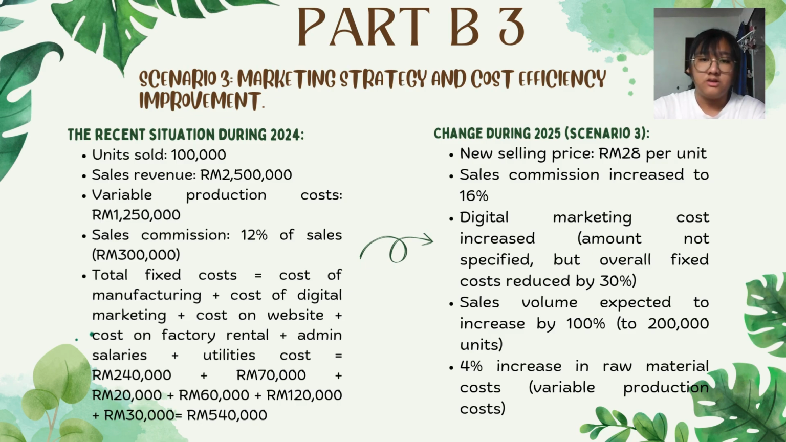But there are changes during 2025. The new selling price is 28 ringgit per unit. The sales commission is increased to 60%. The digital marketing cost is increased, and the amount is not specified, but the overall fixed cost is reduced by 13%. The sales volume is expected to increase by 100%, which is 200,000 units. There is a 4% increase in raw materials cost, which is the variable production cost.